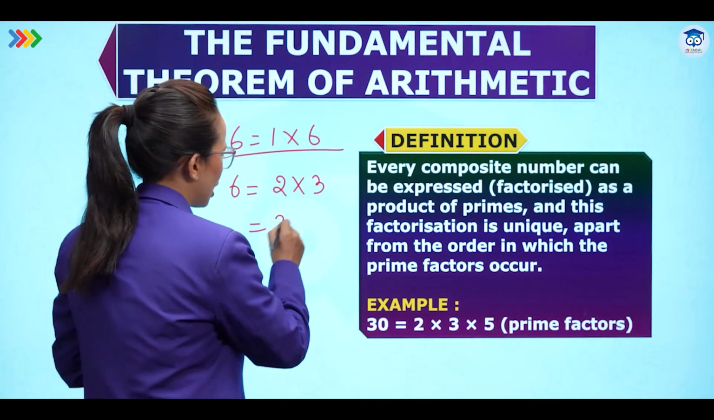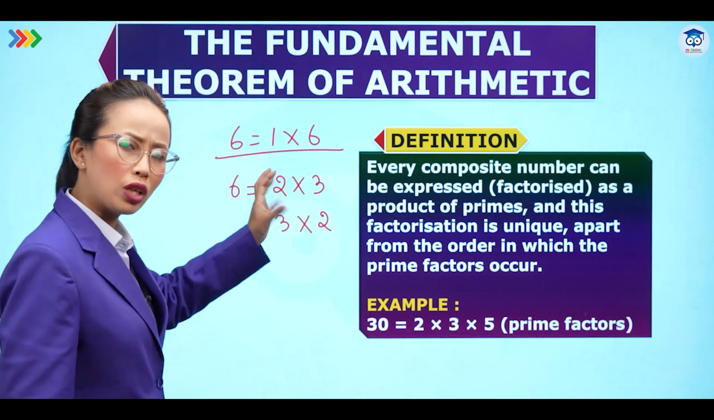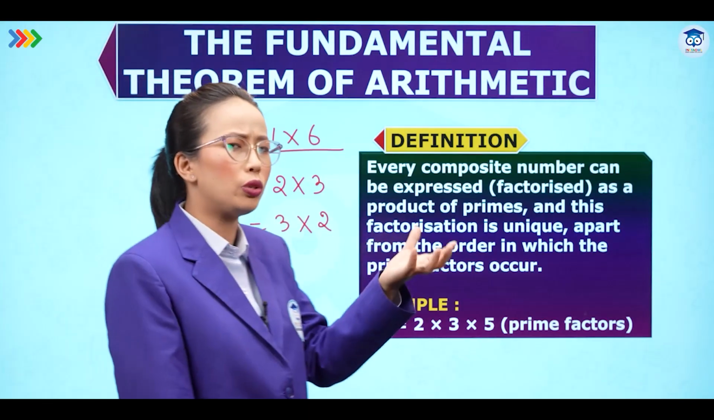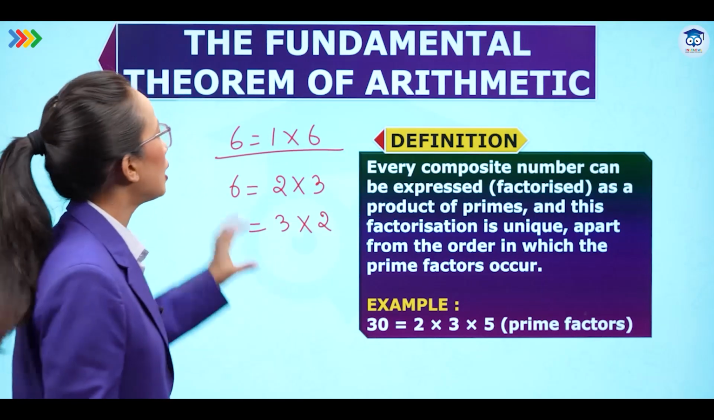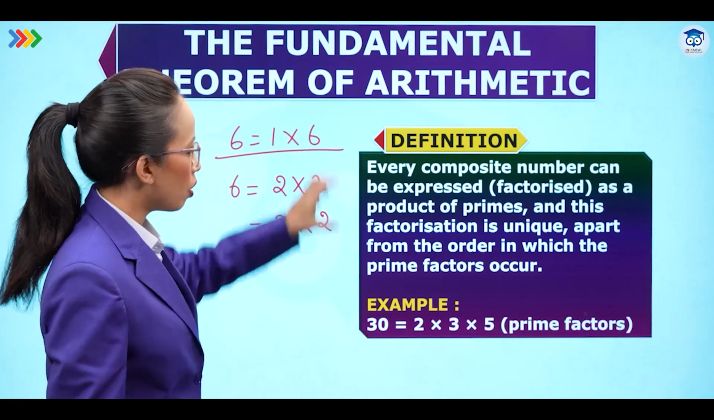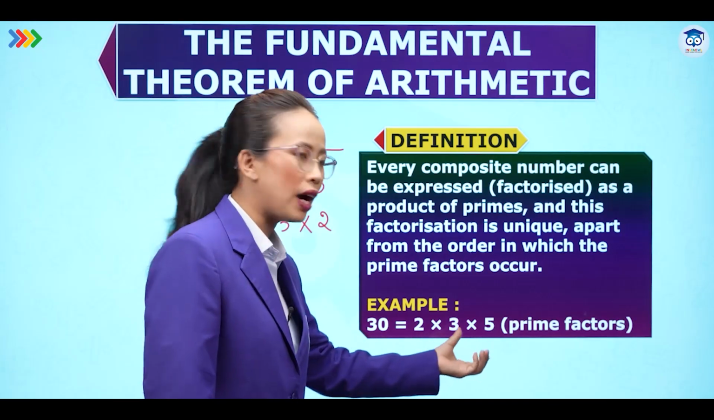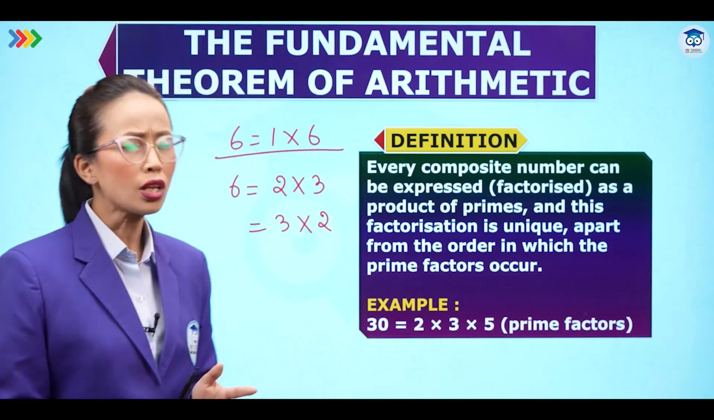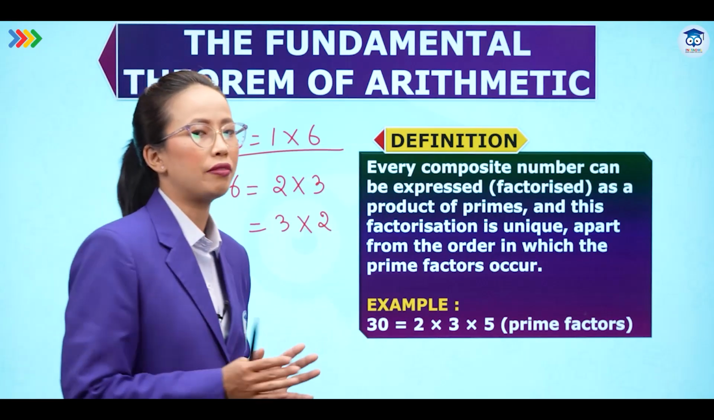Means you can write this as 3 into 2 also, but it is the same, right? The order doesn't matter. But for 6, every time you will get 2 into 3. You will not get any other prime which gives 6. So that is nothing but the Fundamental Theorem of Arithmetic. Okay? For 30, 2 into 3 into 5, or else you can write 5 into 3 into 2. It will be the same. For any composite number, it will be unique. That is a unique prime factorization.